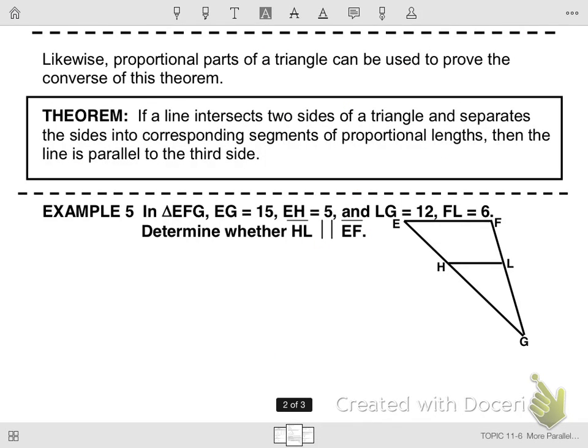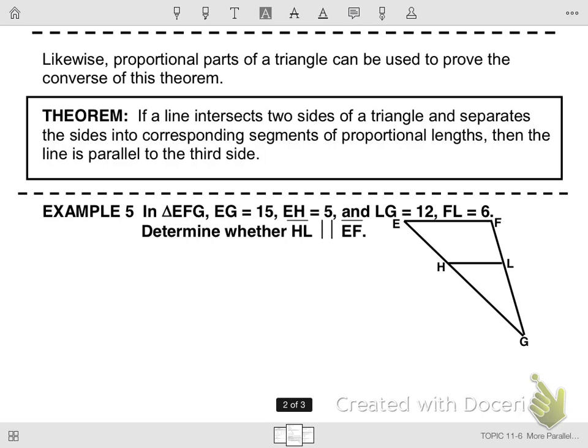Okay, on the next page, we have another theorem. So we can prove converses, which is the conditional flipped. This theorem says if a line intersects two sides of a triangle and separates the sides into corresponding or same position segments of proportional lengths, then the line is parallel to the third side.